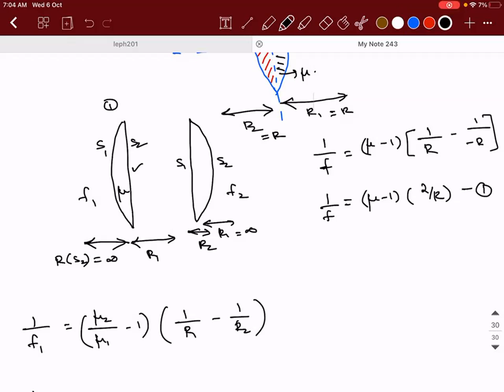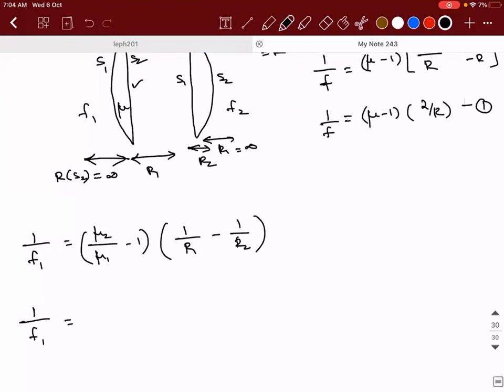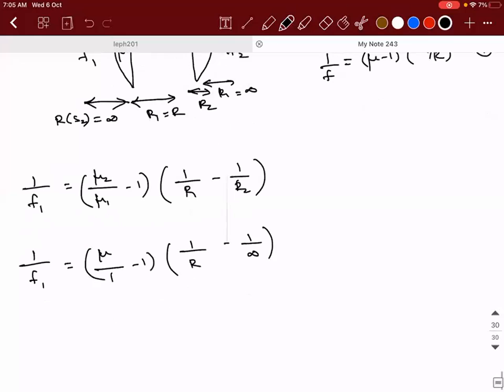Okay. Now, what is going to be the focal length of the first part? Mu2 is mu, mu1 is 1, minus 1 into 1 by R1. R1 is R. So 1 by R minus 1 divided by infinity. So this will become mu minus 1 into 1 by R. This is 1 by F1. Correct?